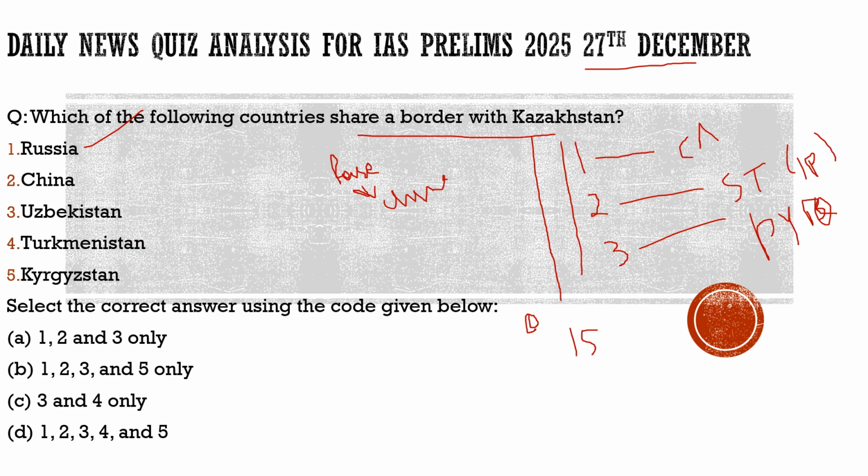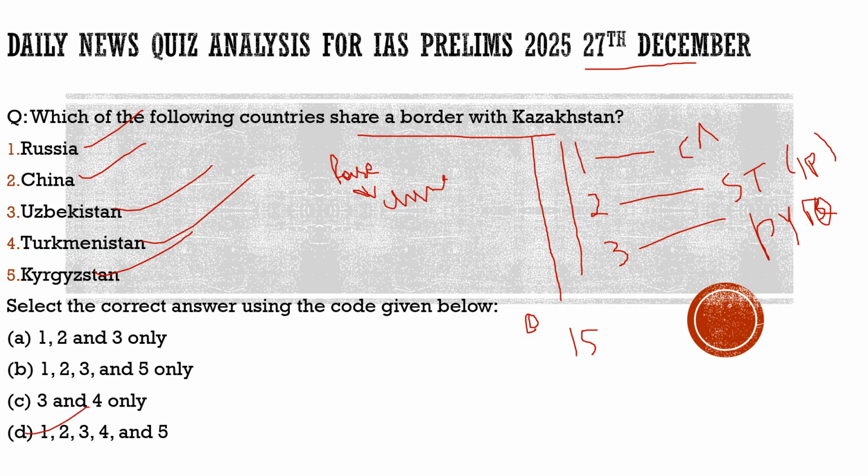Does Kazakhstan share border with China? 100% correct. Does it share border with Uzbekistan? 100% correct. Does it share border with Turkmenistan? 100% correct. Does it share its border with Kyrgyzstan? 100% correct. So from this question we came to know that it shares border with all these 5 countries, and from the code given below we can directly answer. Now the correct option to this question is option D.